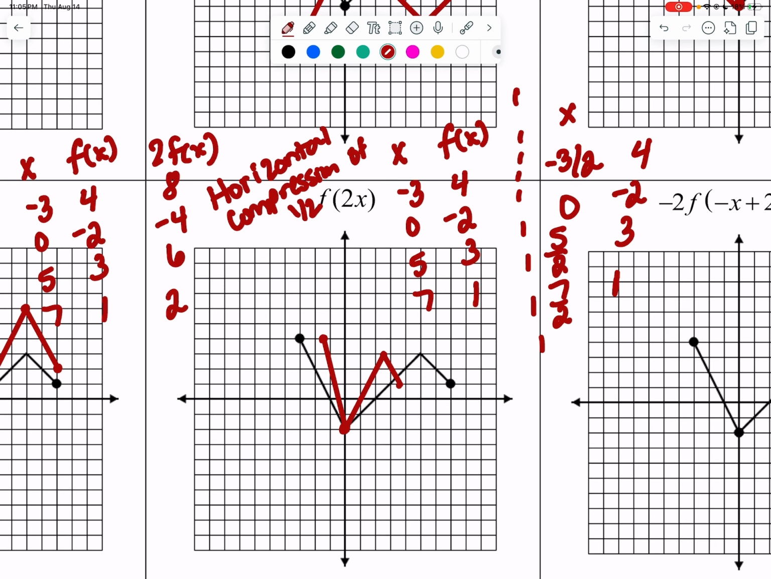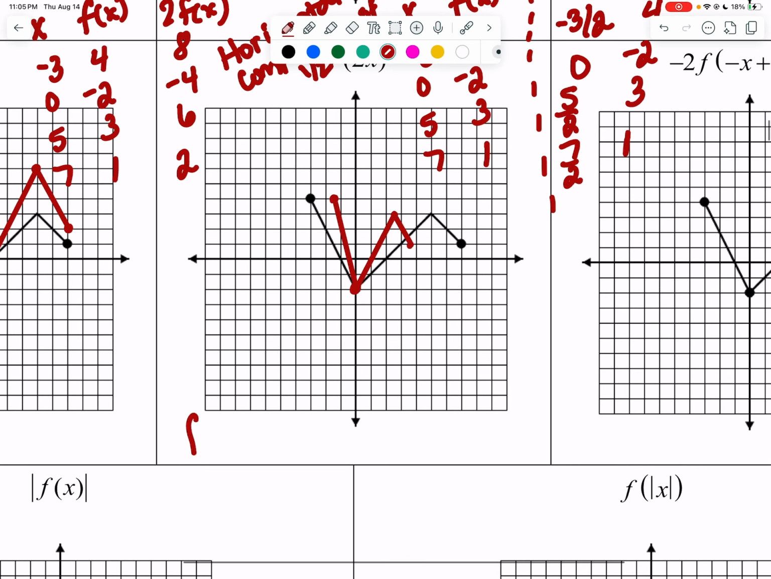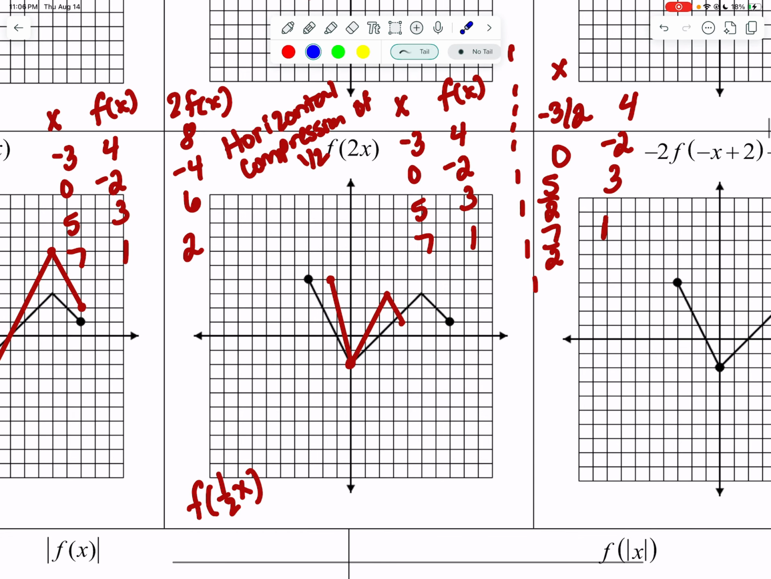Now, if it was the other way around, let's say that it was f of 1/2 x here, then we need to think about, okay, what do I need so that I get -3 as my x value inside the argument? So then this would be -6, because -6 times 1/2 will give me a -3. Then that there would be a horizontal stretch, so your graph is going to be a little bit wider in terms of your x values.